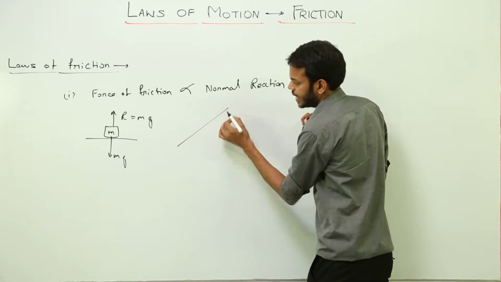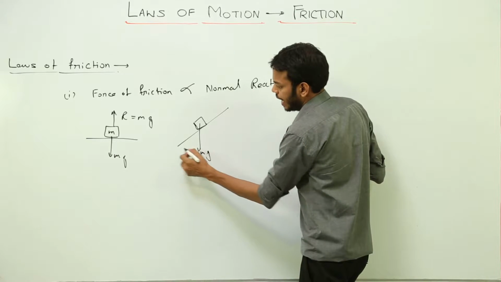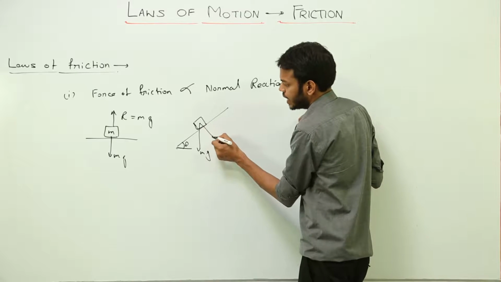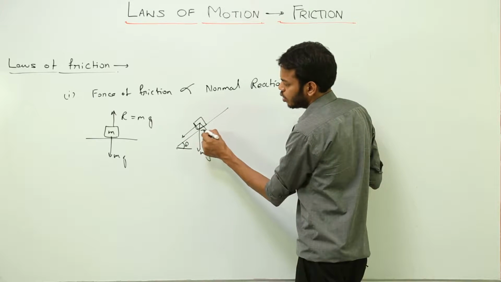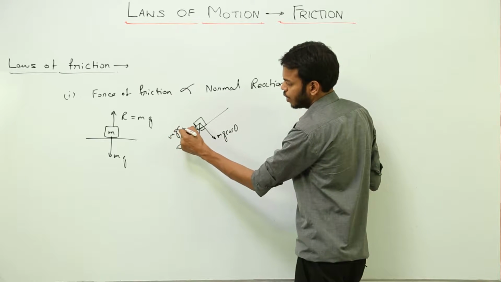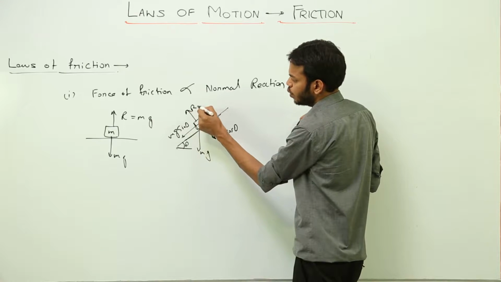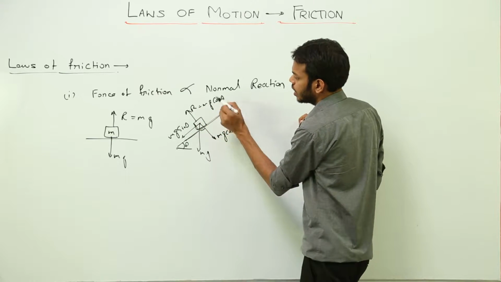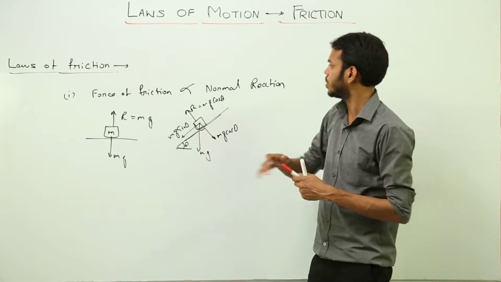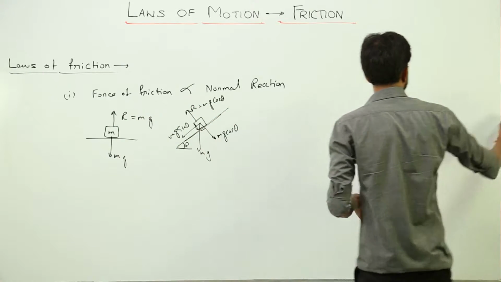But in case this body is placed like this, weight is vertically downwards. If the slope is making an angle theta, I can make 2 components of mg. One is this and one is this. This angle would be theta, this will be mg cos theta, and this would be mg sin theta. Normal reaction is always perpendicular to the surface, so R is equal to mg cos theta. So normal reaction depends on the situation and the body. So this is the first law, that is, force of friction depends on the normal reaction.